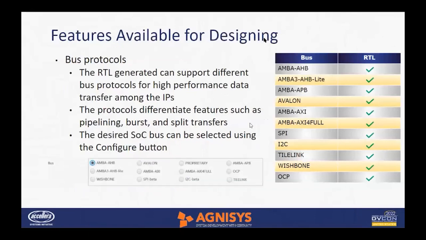Now, the features which are available for designing. First is bus protocols. The RTL generated can support different bus protocols for high performance data transfer among the IPs. The protocols differentiate features such as pipelining, burst, and split transfer based on the bus protocol. The desired SoC bus can be selected using the configure button in the IDS-NG GUI. Such a window will appear where the user can select any of these buses to generate the output. The buses which are supported are AMBA AHB, AMBA 3 AHB Lite, APB, Avalon, AXI, AXI4 Full, SPI, I2C, Starlink, Wishbone, and OCP.